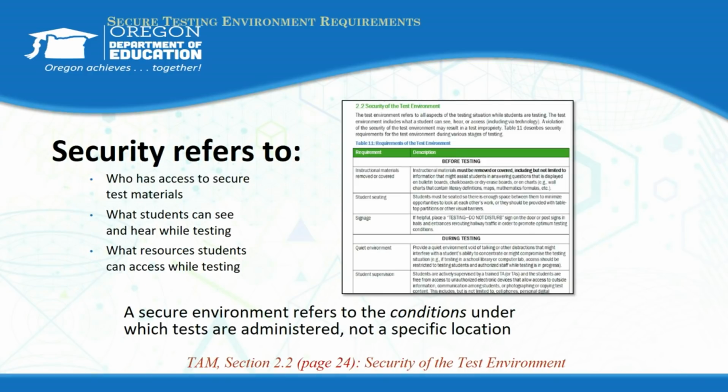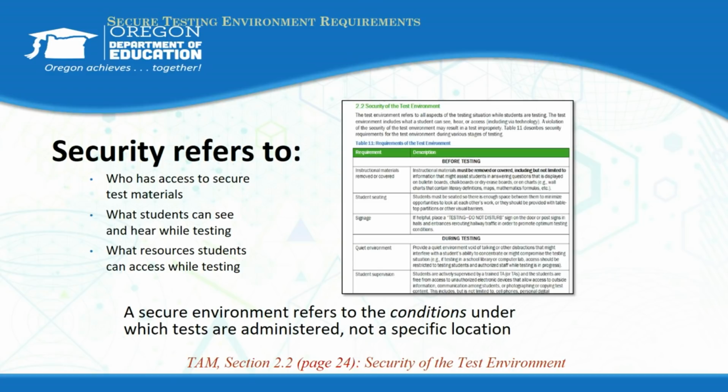Test security generally involves who has access to secure test materials, what students can see and hear while testing, and what resources students can access while testing. To ensure a secure test environment, there are requirements that must be met in preparation for testing, during testing, and once testing has been completed. Table 11 included in Section 2.2 of the TAM provides a list of requirements that must be met during these three phases to maintain the security of test materials and the security and validity of student responses from start to finish, and is an excellent resource to consult at each phase.